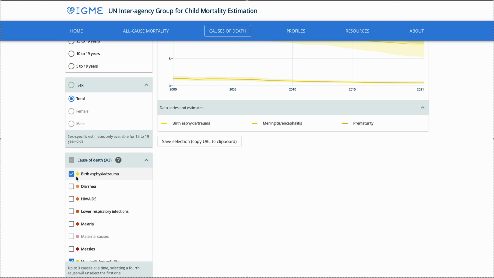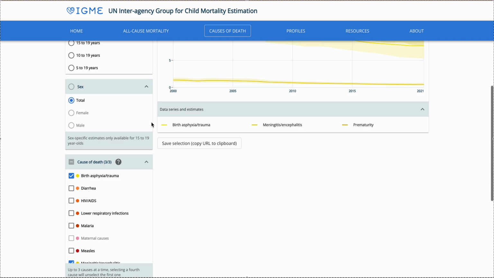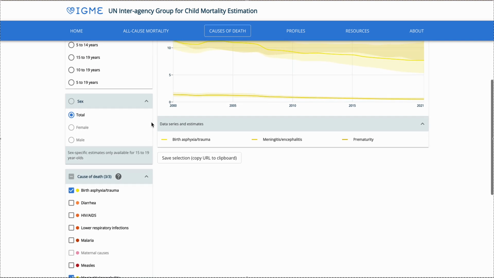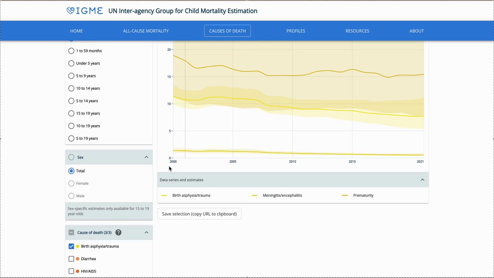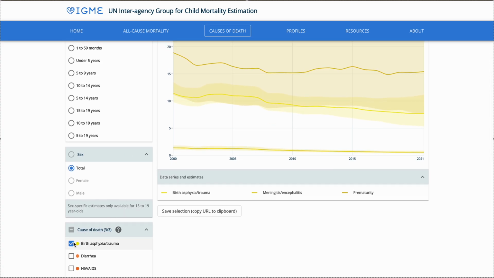This is birth asphyxia trauma. In the United States, we don't say the word asphyxia. We'll usually say hypoxia, but in the global health community, people say asphyxia. Again, it's not the greatest graph because there's no key right next to it. If I took it away, there's nothing.